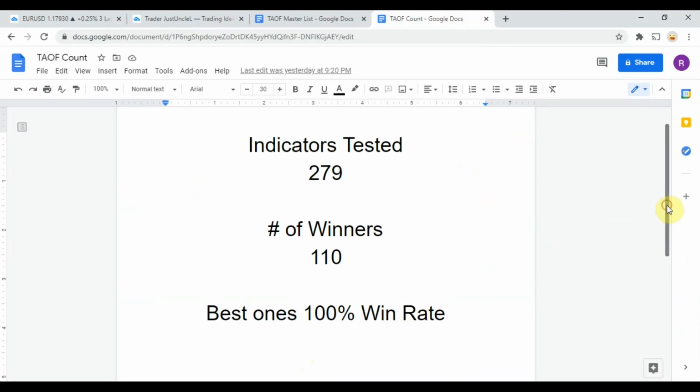So to date, we have tested 279 indicators. And out of those 279 indicators, 110 of them have been winners, which means that they have met or exceeded the 60% win-loss ratio threshold that we have set for them. The best ones so far were able to achieve a 100% win rate.